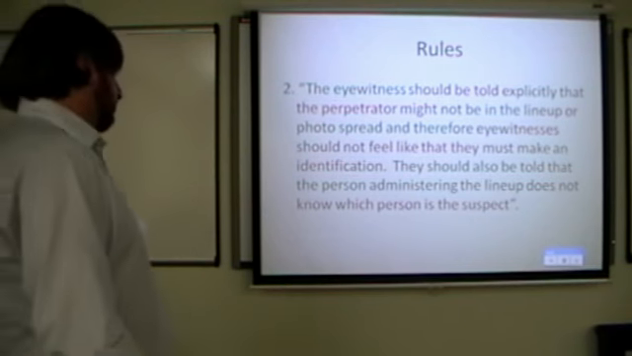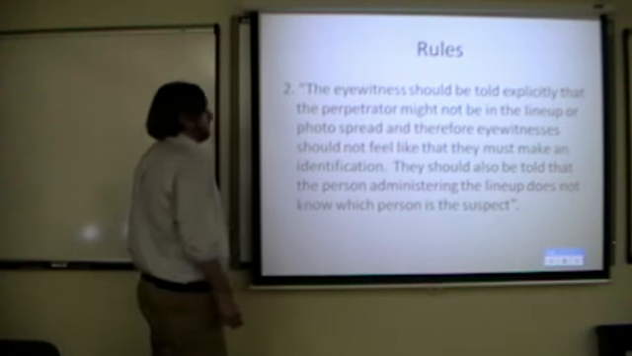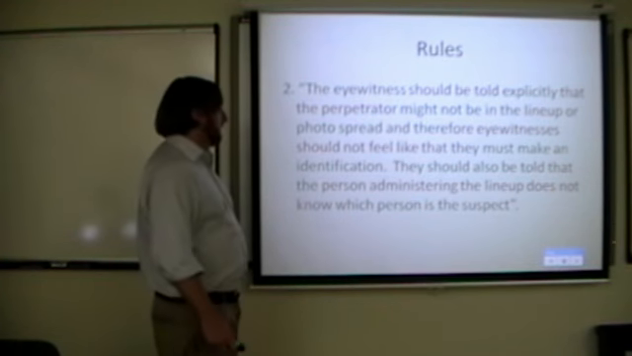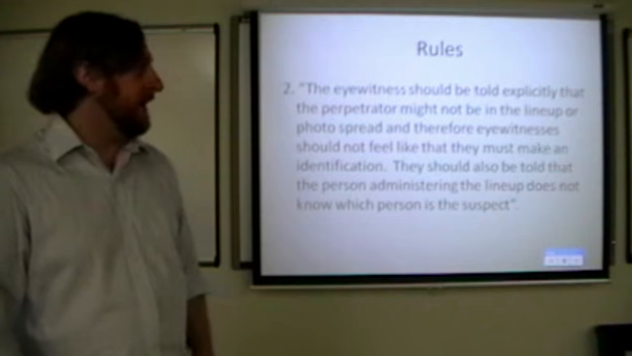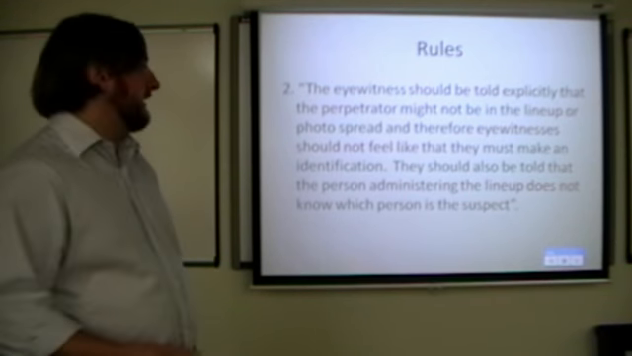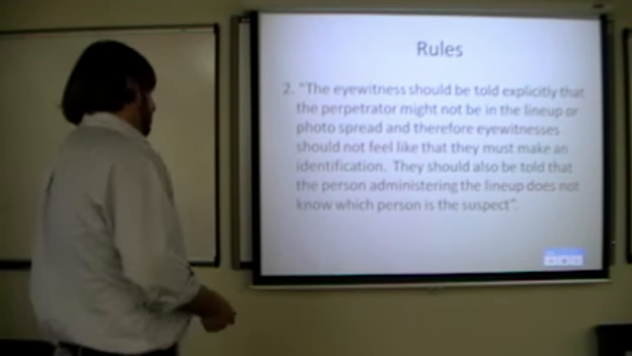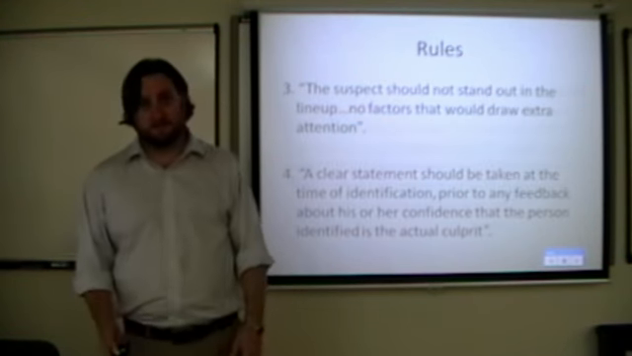So 2, the eyewitness should be told explicitly that the perpetrator might not be in the lineup or the photo spread. And if we tell them that, then the eyewitness won't feel pressure that they have to make an identification. They should also be told that the person administering the lineup doesn't know who the suspect is.